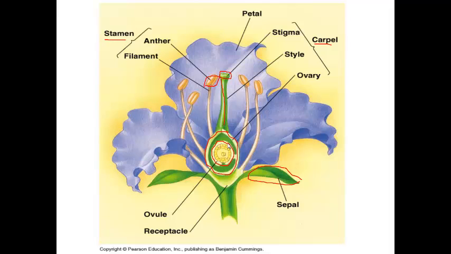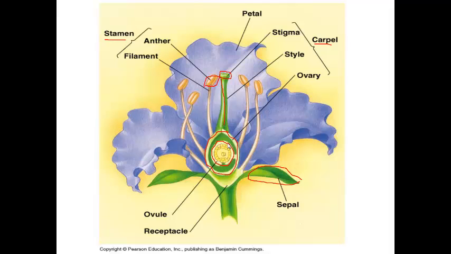Some flowers are called complete flowers. To be a complete flower means that you have both male and female reproductive structures. These flowers are also called perfect flowers.